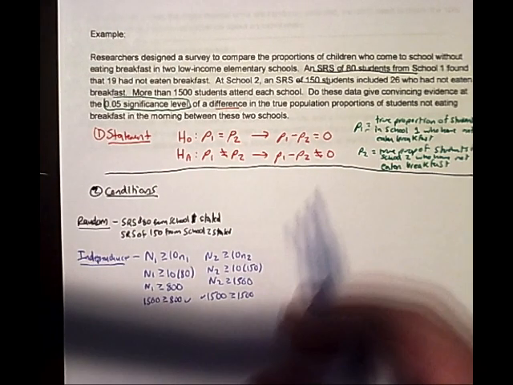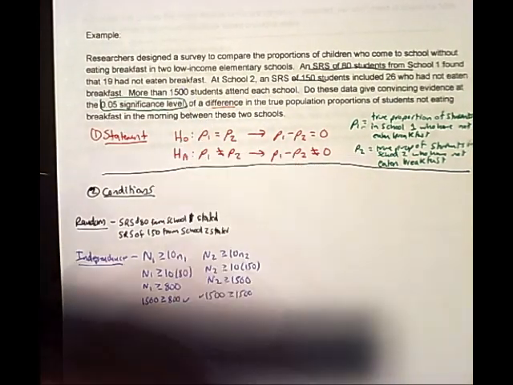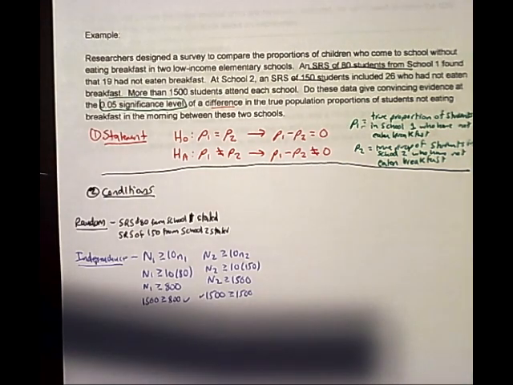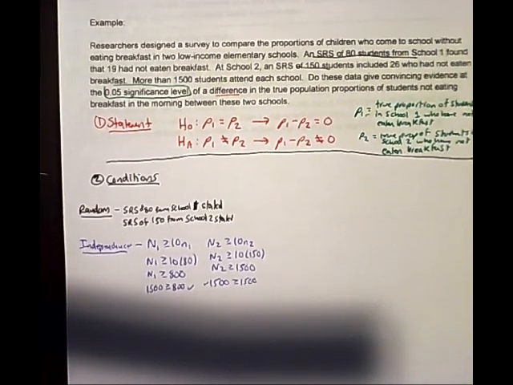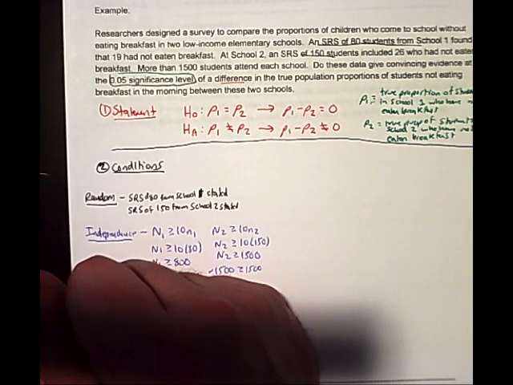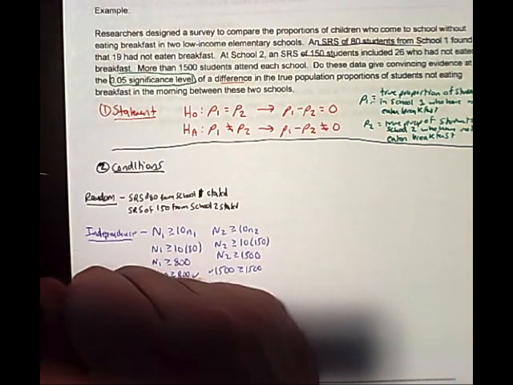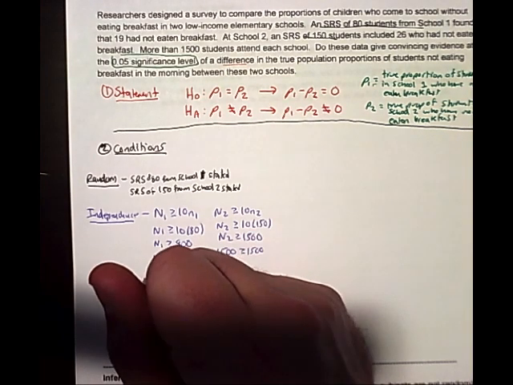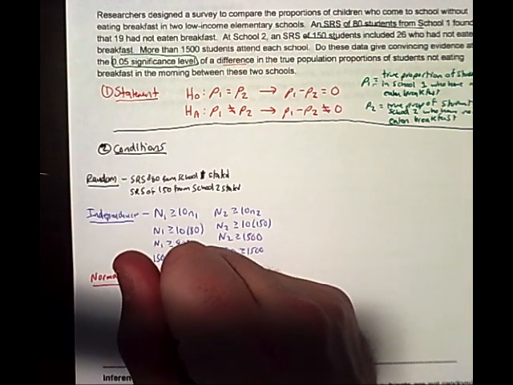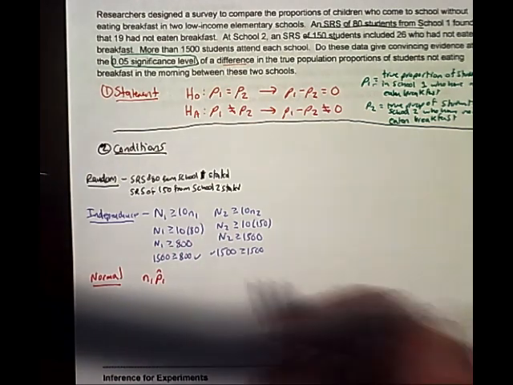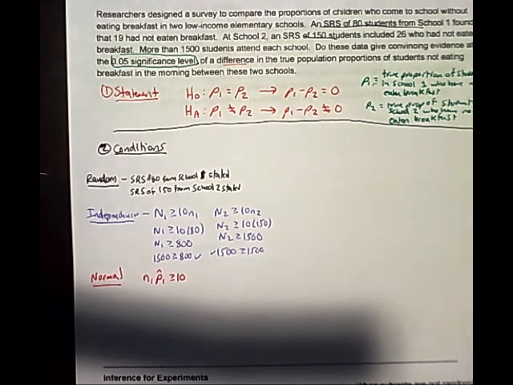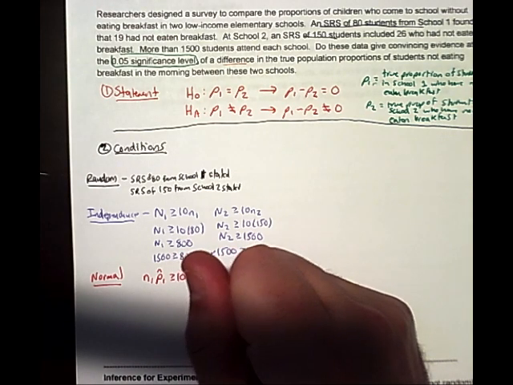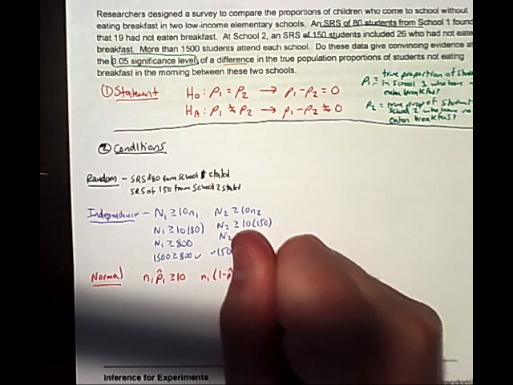Because it actually says more than, so this number is actually bigger than 1,500. Don't know exactly how much, but we're okay. All right, and then we have to do the normal condition. So we have to make sure that n1 p-hat 1 is greater than or equal to 10. Make sure n1 times 1 minus p-hat 1 is greater than or equal to 10.